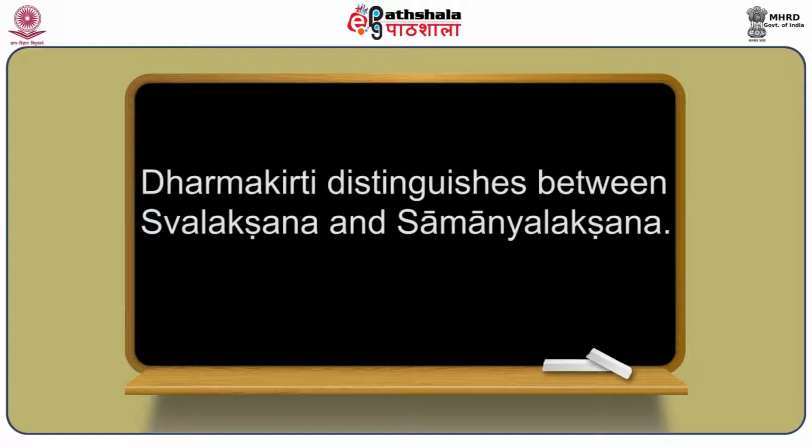Swalakshana has the potency to generate effects. It is unique, definite and particular. It cannot be denoted by a word. It is cognizable without relying on other factors like verbal expression. Now, Samanya Lakshana. Samanya Lakshana has no potency to generate effects. It is neither definite nor unique but universal. It can be denoted by a word. It is not cognizable without relying on other factors like verbal expression.